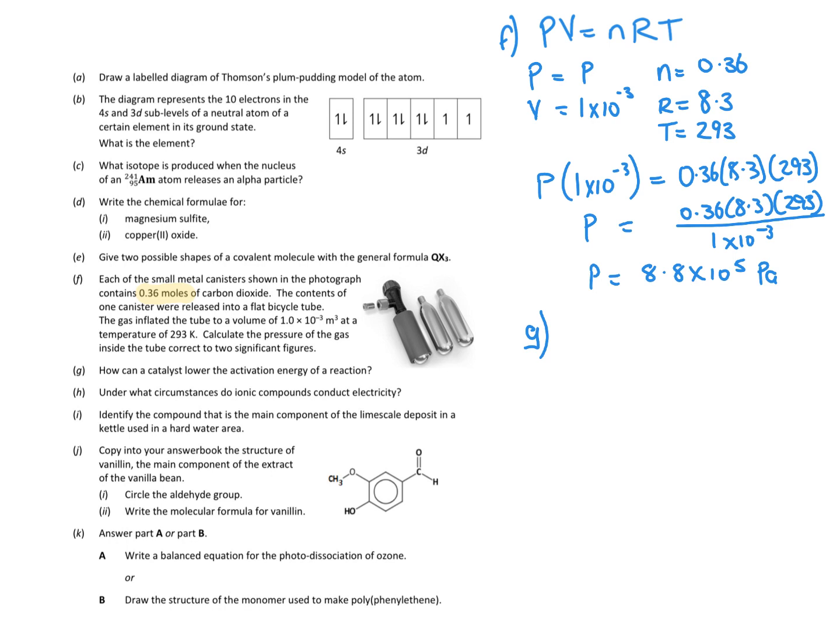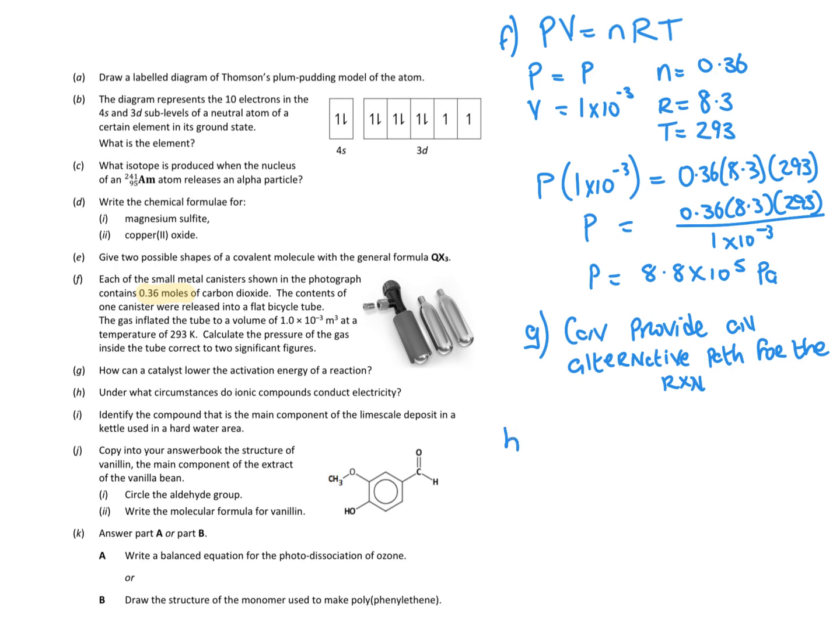Part G then says, how can a catalyst lower the activation energy of a reaction? We know that activation energy is the minimum amount of energy required for a reaction to take place. A catalyst can lower the activation energy because it can provide an alternative path for the reaction, which lowers the amount of energy that's needed for the reaction to occur. So an alternative path is found.